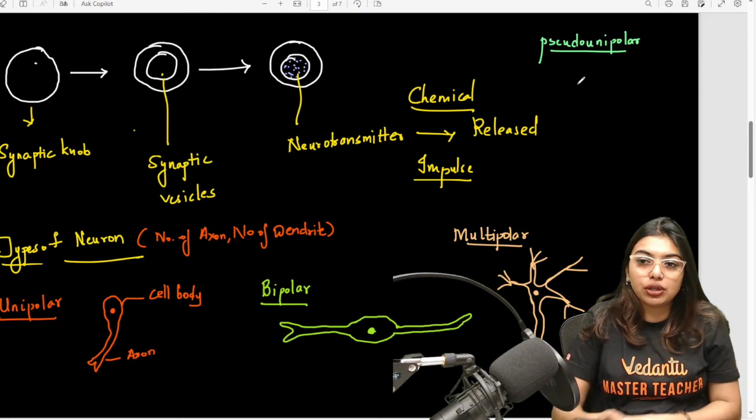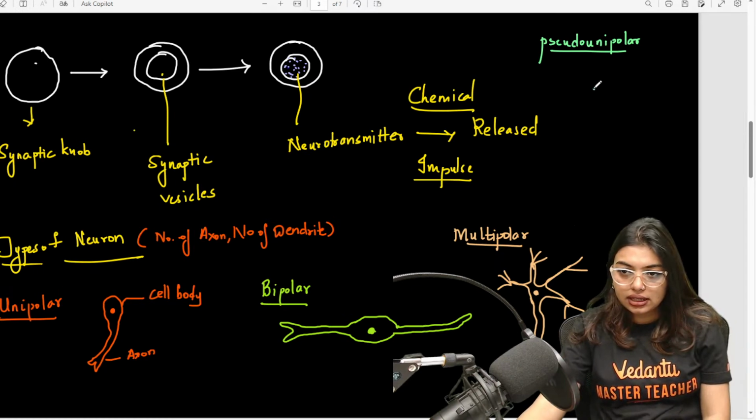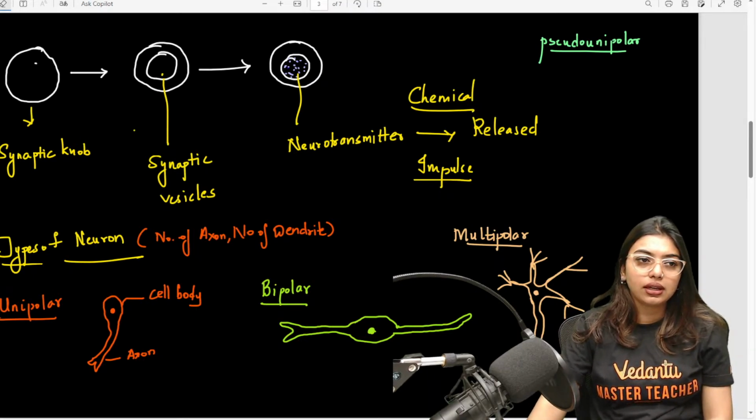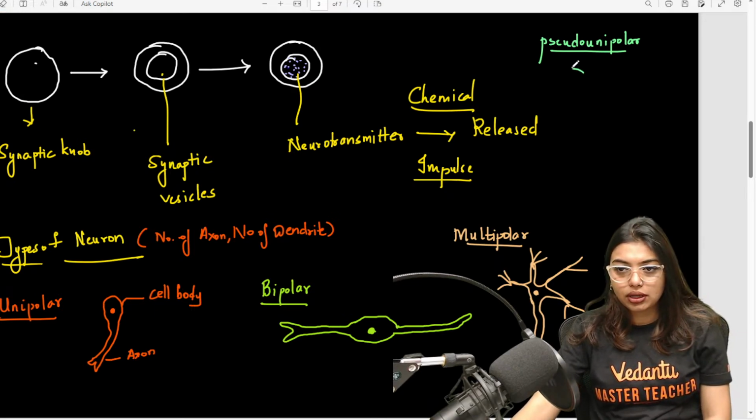to become unipolar. Like he started like this. He had one cell body, and he was emerging like this. Everyone thought, oh, okay, surely this fellow is going to become unipolar. He started emerging like this. After he emerged for some distance, he became a partition.